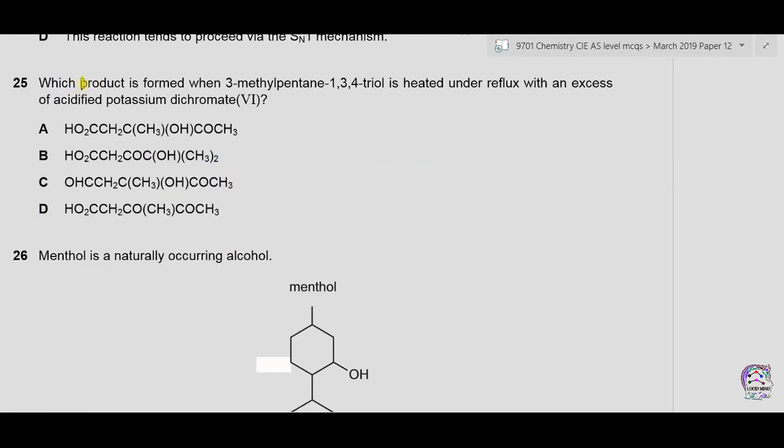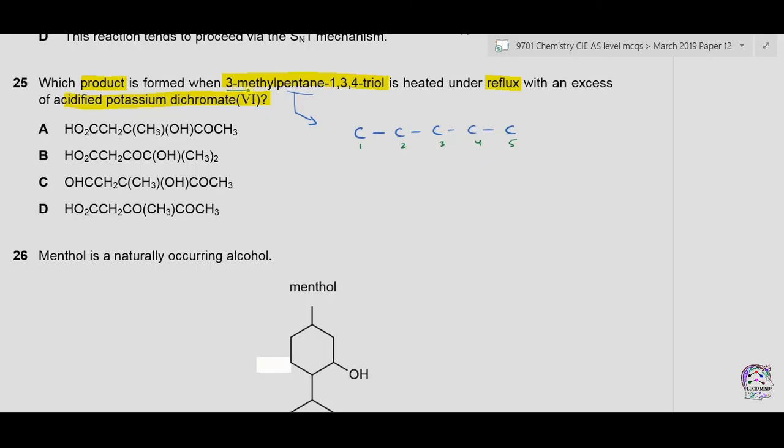Question 25. Which product is formed when 3-methylpentane-1,3,4-triol is heated under reflux with an excess of acidified potassium dichromate(VI)? Let's first draw the structure of this compound. We have pentane, so it means we have 5 carbons with single bonds. We can number them 1, 2, 3, 4, 5. I'm not drawing hydrogen for the sake of easiness.